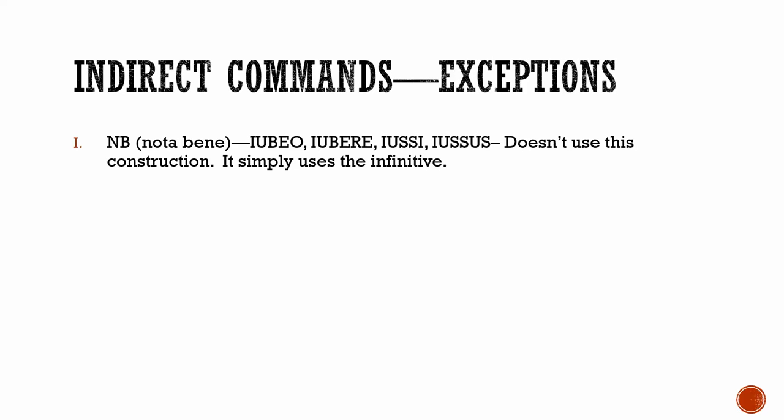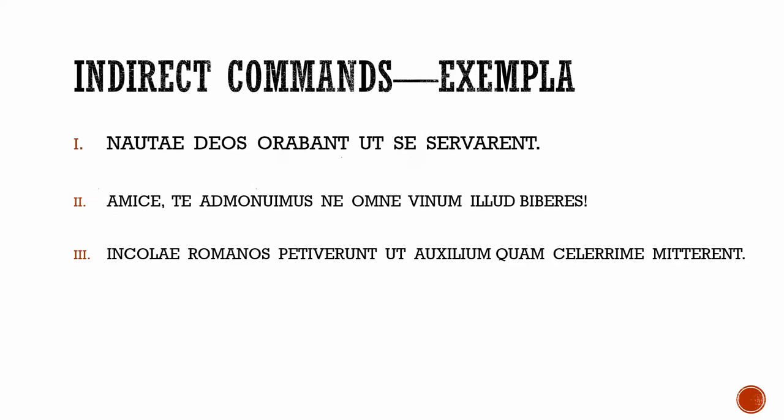An exception, nota bene: iubeo, iubere, iussi, iussus doesn't use this construction. It simply uses an infinitive. So if I wanted to say he ordered me to come and I used iubeo, then it's iussit me, he ordered me, venire, to come, which is, you know, the infinitive says to whatever. So not sure exactly why this verb is an exception, but it is.